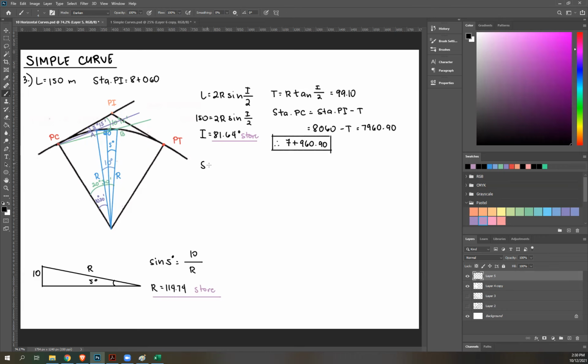Next, to get station PT, that's just PC plus length of curve, LC. So now the goal here is to get LC, which is equal to I R. And I have both. But remember, I is outside a trigo function, so I gotta multiply that by pi over 180 first. And then multiply by R. Please solve. What's the length of the curve?